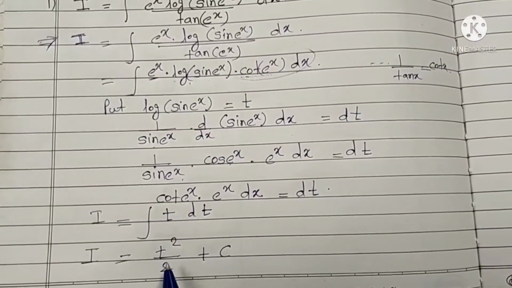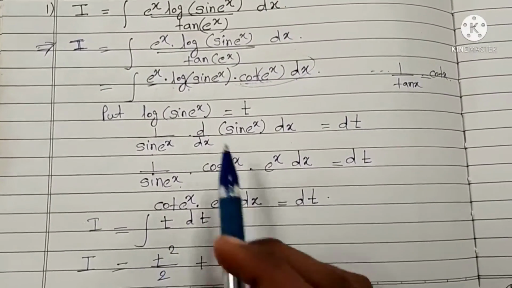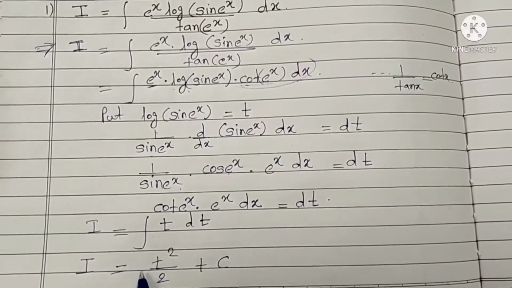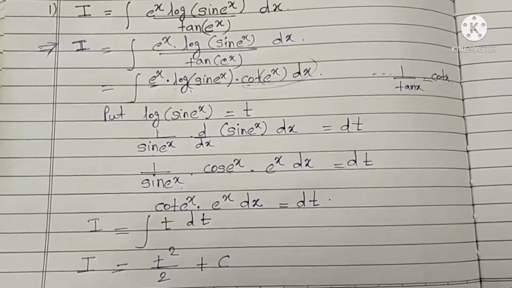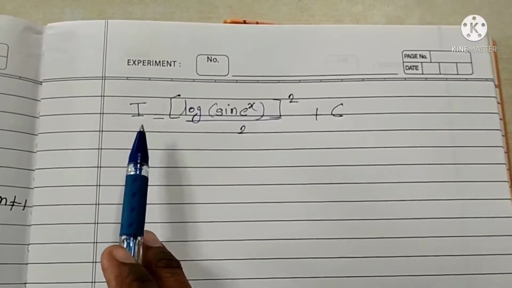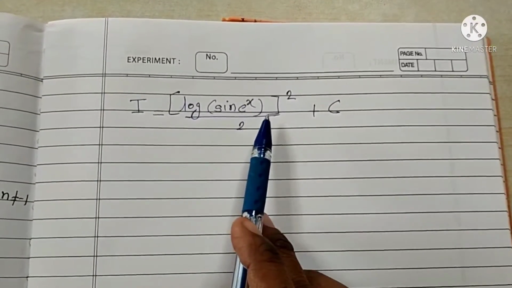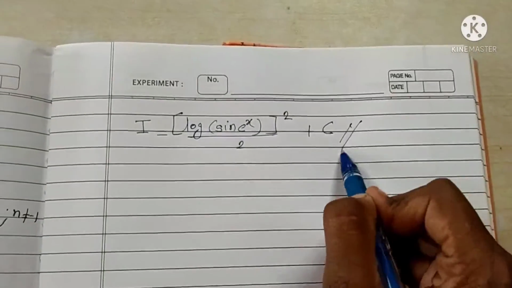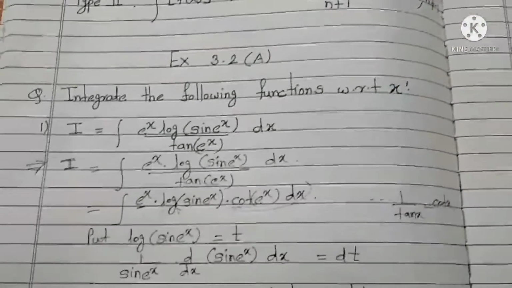Now we have to put here the value of t, which is log sin e raised to x. So put that value, then we get our answer. So this is our answer: I is equal to log sin e raised to x whole square upon 2 plus c. So here we finish. Observe the example.